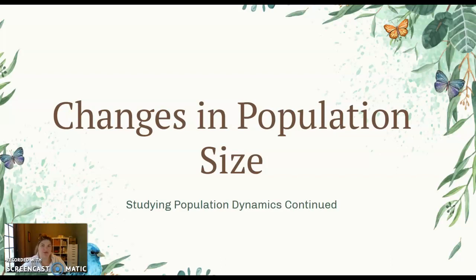So now that we know what a population is, it's a group of organisms that are of the same species that live in the same area and interact with one another. And population size can change by small amounts or large amounts depending on what's going on in that habitat at that time. And we're going to look at some of those changes today.